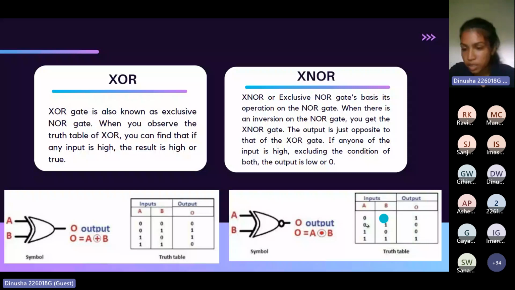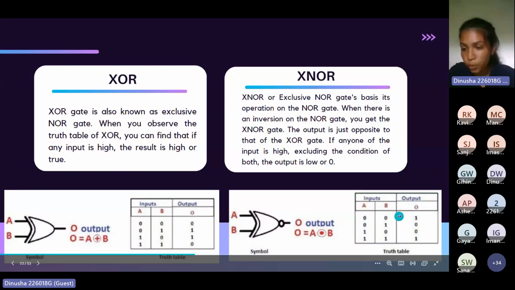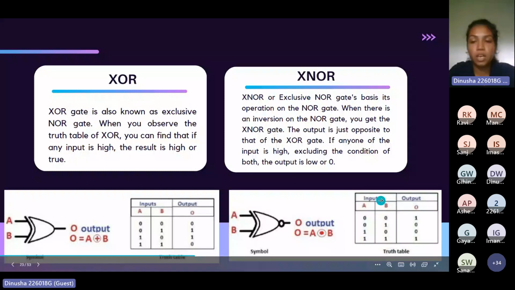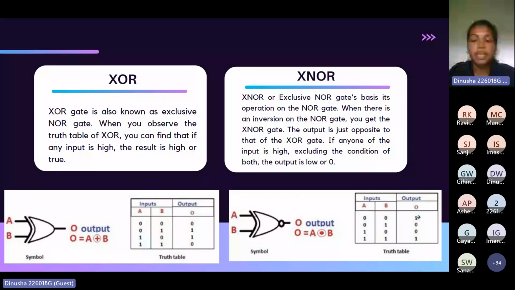And in the second line, the input of A is 0, the input of B is 1. So the output of the XNOR gate is 0 because the two inputs are different. We use these XNOR and XOR gates in digital circuits to encode data, decode data, and do digital encryption.